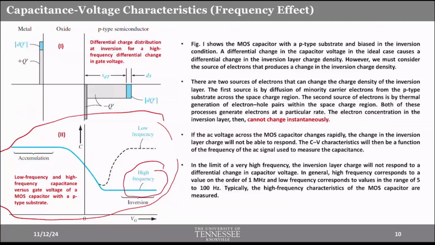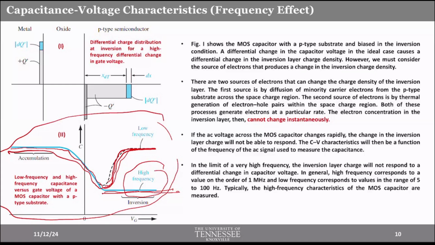You see this point? For low frequency, we get the exact C-V graph as we just discussed. But for high frequency, we don't get the exact graph. Why? Because at high frequency, we are applying positive voltage and a very rapid change of positive voltage. So think about it. Why do we get an inversion layer in the first place? The inversion layer is basically the accumulation of minority carrier electrons.